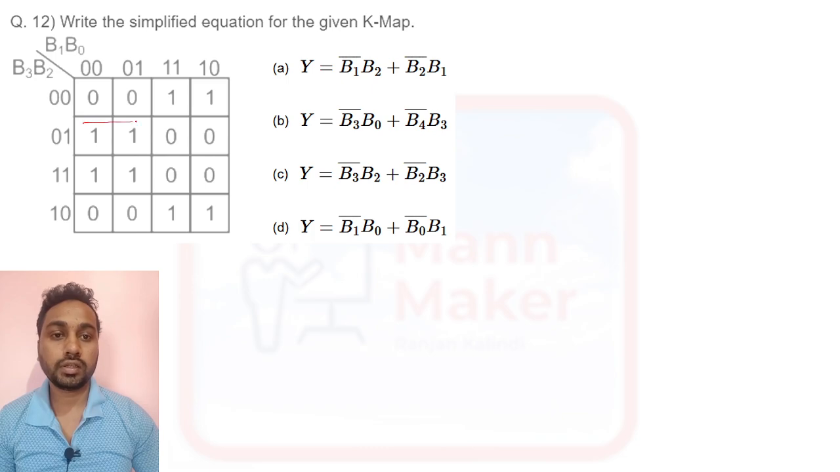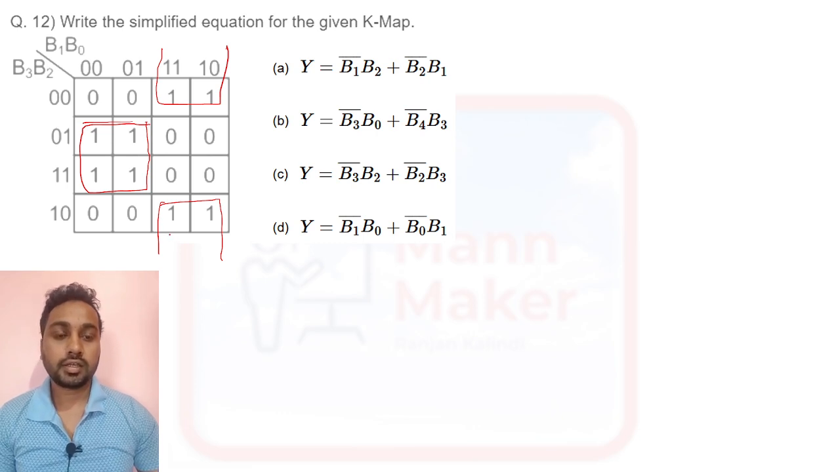So here you can see this one we can make as 1 pair, and from here we can make 1 quad. Okay, so we have 2 groups in this K-map, and from here we can make the equation like this. This is the output Y equal to. From this section, if you talk about this side, then what is common here? This one and this one.